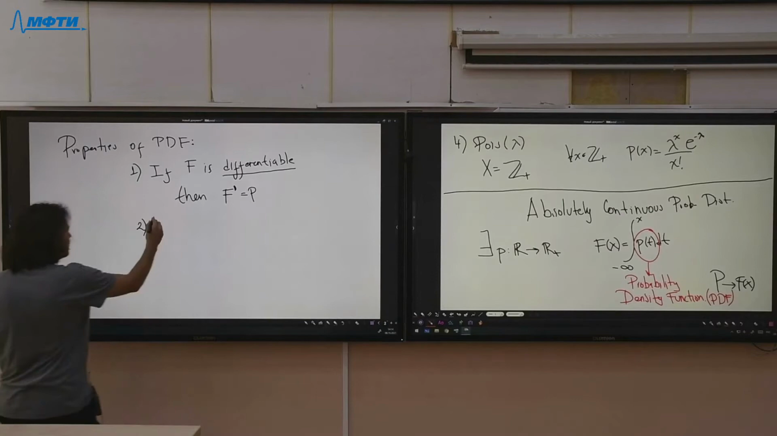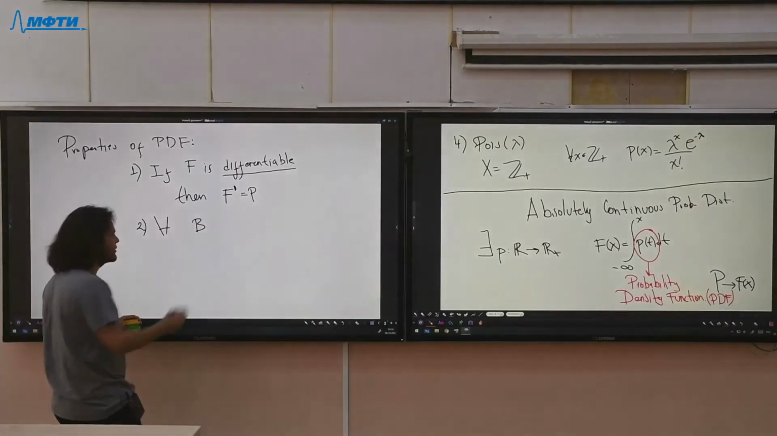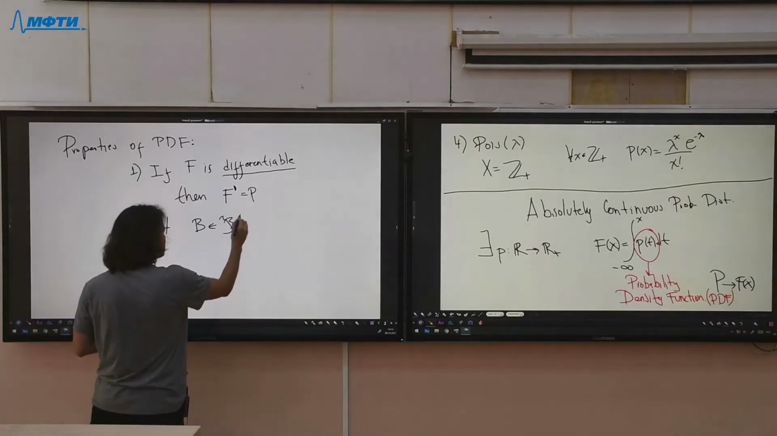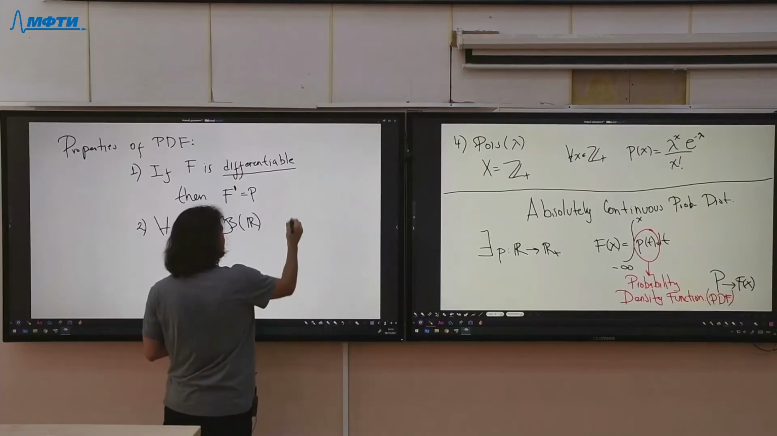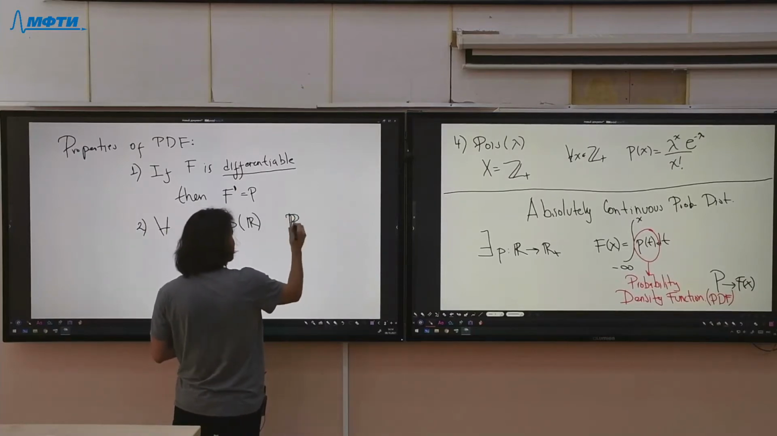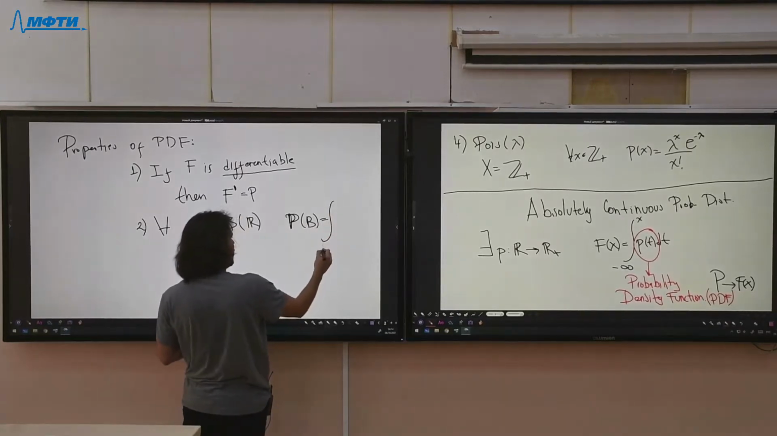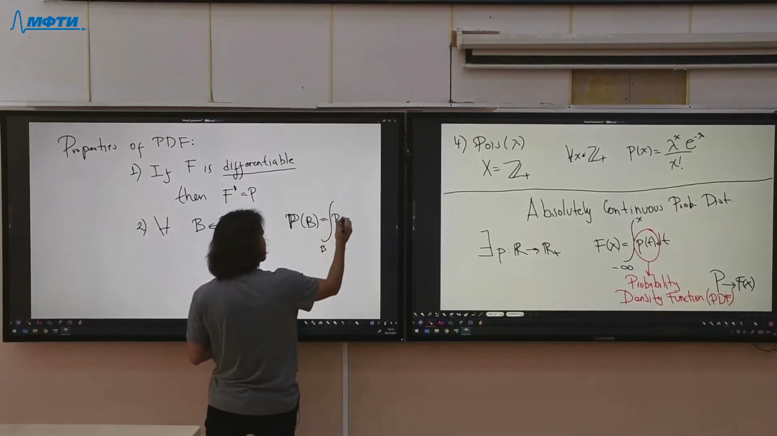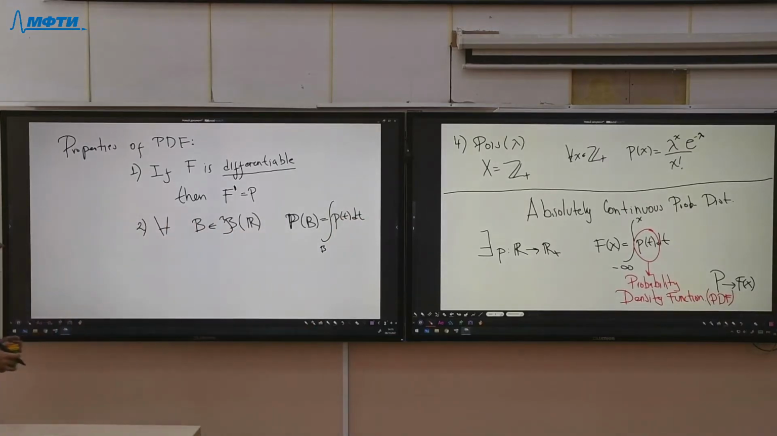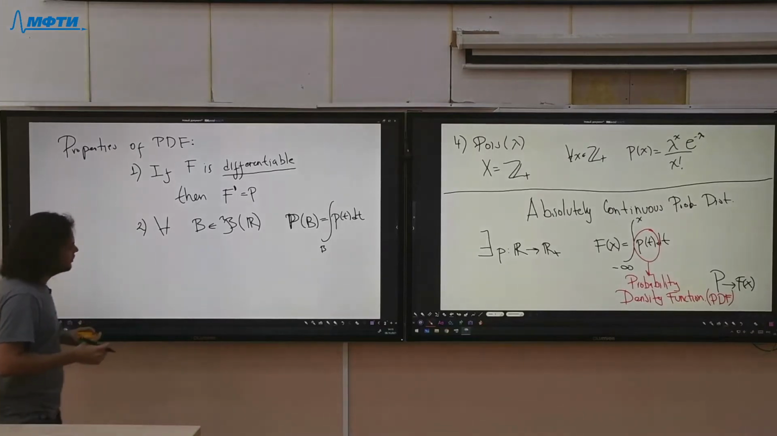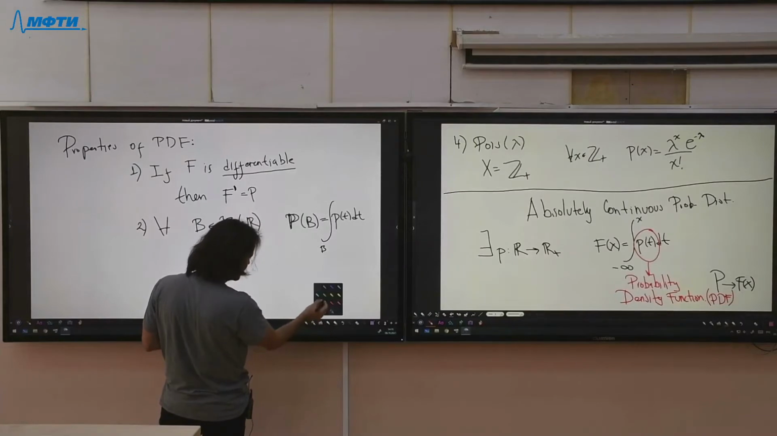The second property is that for every Borel set, it holds that the probability of B is the integral over B of the density. So how to explain this? I know that it can be confusing just talking about Borel sets and so on. So let's talk about something else.